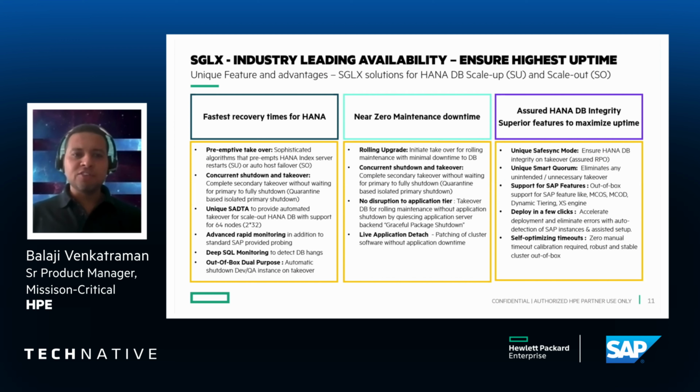And what are some of the top features that help us do this, right? First, preemptive takeovers. Serviceguard for Linux has sophisticated algorithms which can preempt the HANA index server restarts that typically happen. Whenever HANA fails, SAP tries to restart the index server a few times, and that takes a lot of time. We observed that in some customer environments that itself took like 30 minutes or more, and that's downtime they couldn't afford, right? So we brought in logic where we could preempt this and have Serviceguard do a takeover because it is faster in such situations.